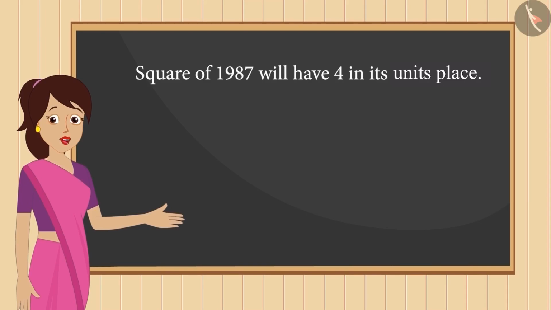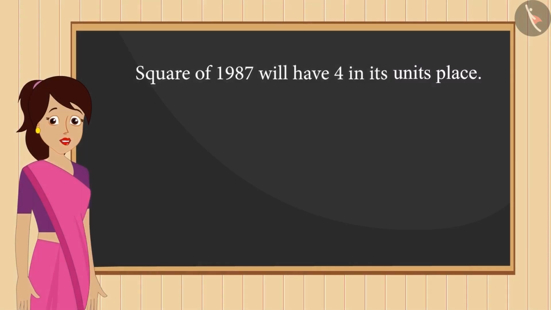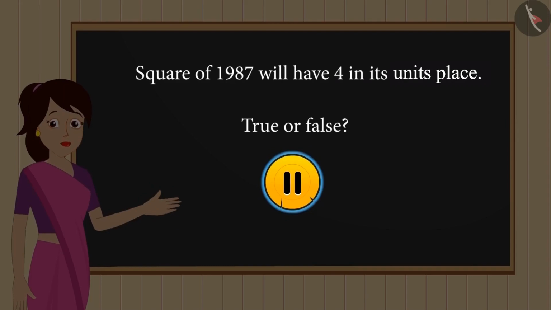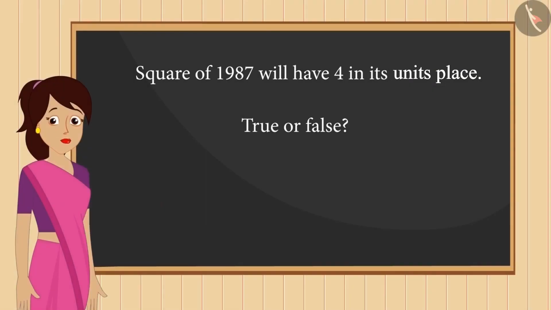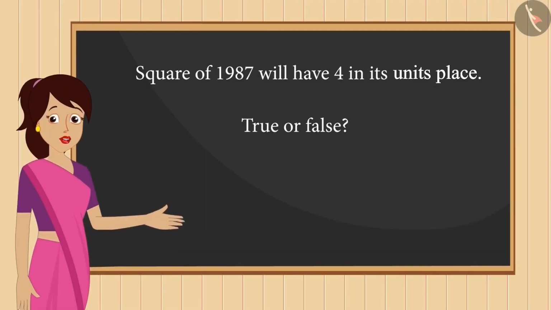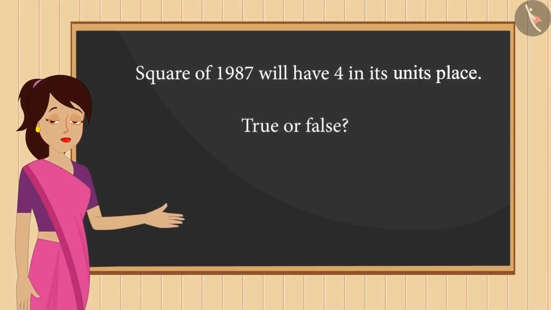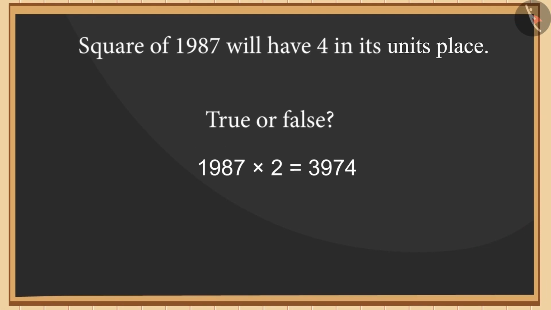Square of the number 1987 will have 4 in its units place. True or false? You can pause the video here and think of the answer. Sometimes, many people multiply a number by 2 in order to get its square. If you multiply this number by 2, you will get 4 in the units place, which is wrong. Let us see the correct solution to this.